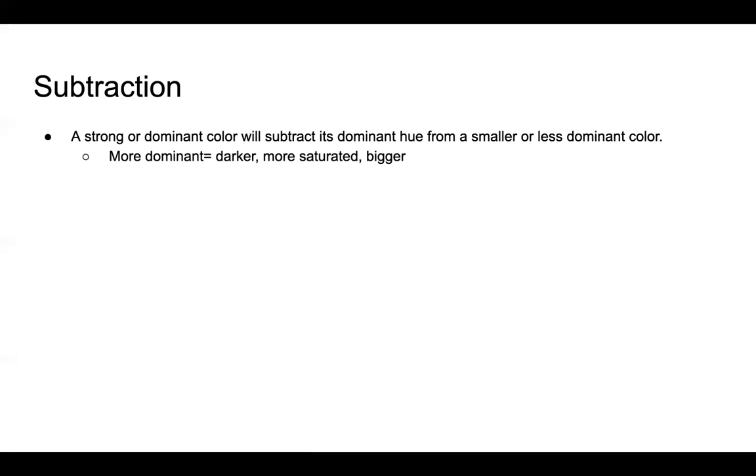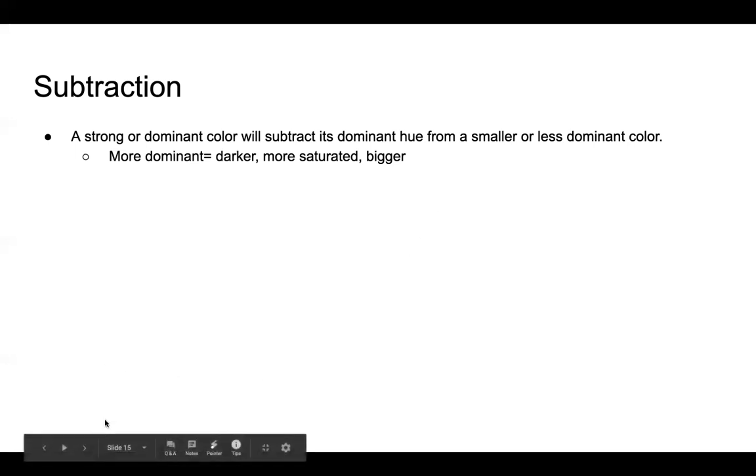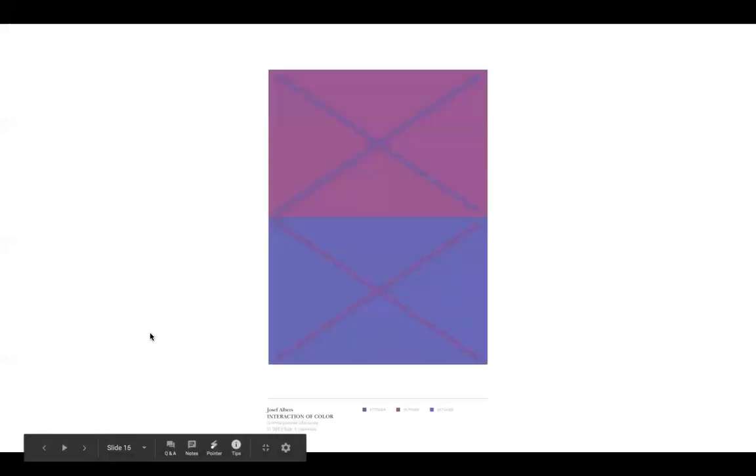But it has to do with saturation too. A very saturated purple will be more dominant than a desaturated yellow. So the idea again is that a strong or dominant color will subtract its hue from a smaller or less dominant color. And I can't wait to show you all my paper versions of it, because it's pretty profound.